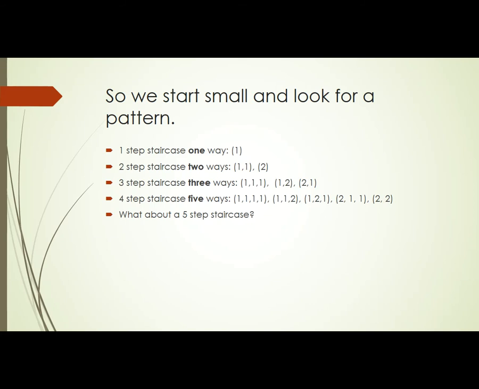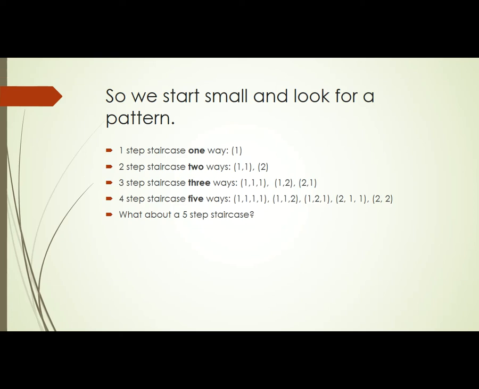If it's a 1-step staircase, you can go one way. A 2-step staircase, you can go 2 ways. A 3-step staircase, you can go 3 ways: 1, 1, 1, or 1, 2, or 2, 1. And if you just look at those first 3, 1, 2, 3, you think the next one's going to be 4, but it's not. For a 4-step staircase, there's 5 ways.